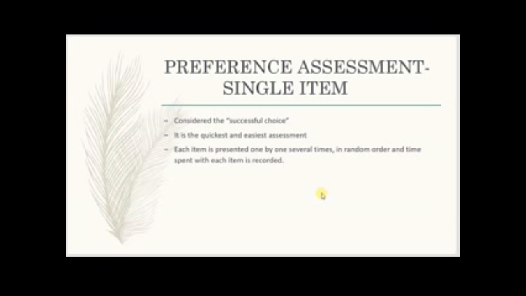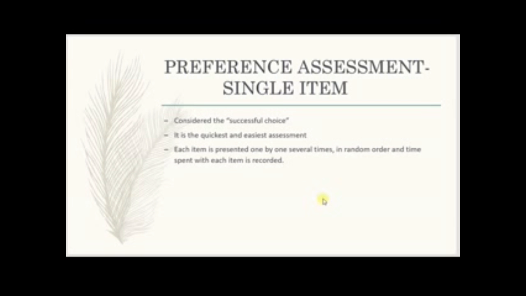So the single item preference assessment is also thought of as the successive choice. It's the quickest and easiest assessment. So each item is presented one by one several times in random order, and time spent with each item is recorded. So I'm going to give you an example of this, and then we will model for you how to conduct a single item preference assessment.